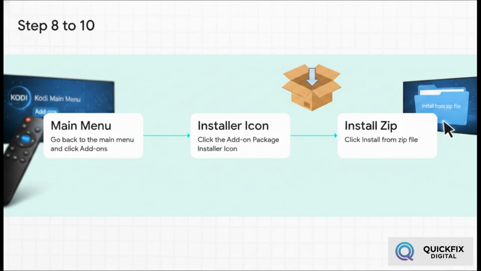Step 8. Hit back on your remote or your keyboard until you're all the way back at the Kodi main menu, and then click Add-ons. Step 9, look to the top left and click the package installer icon. It looks like a little open box. Step 10, simply select Install from zip file right from the list.